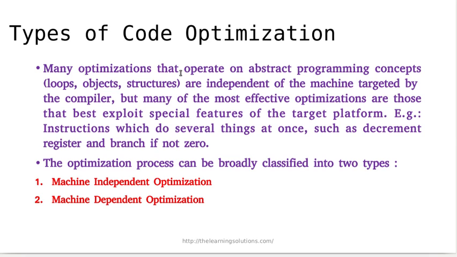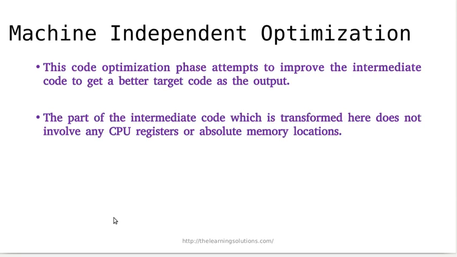So broadly we can classify code optimizations into two types, machine independent and machine dependent. Machine independent optimization will also be discussed in the next video. So what is machine independent? Just try and understand the concept first.